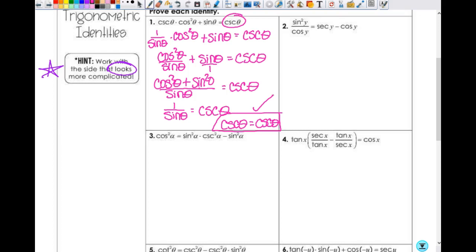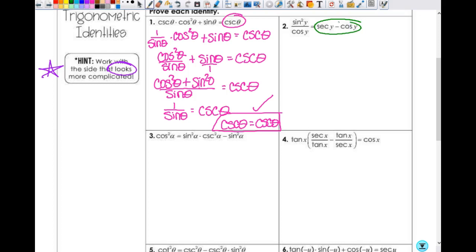All right, so let's look at number 2. Which side do you think looks more complicated? Left side? Okay, it's a matter of opinion, but I will tell you this. If you have one side that's a fraction and one side that's not, use the fraction side, because it's easier to get stuff out of a fraction than to get it back into a fraction when you're trying to figure out what to substitute in. So we are going to work with the left-hand side, and then we are going to make this our goal. Right?